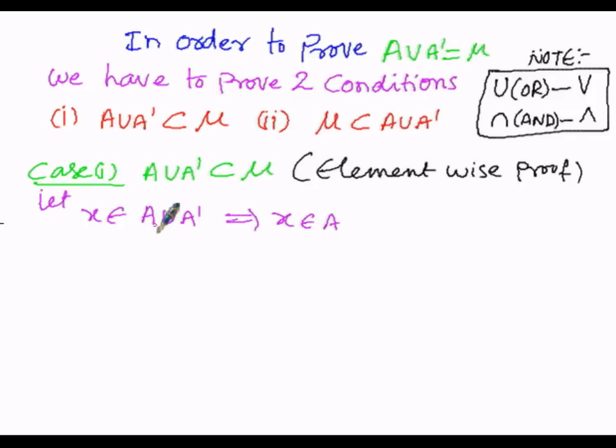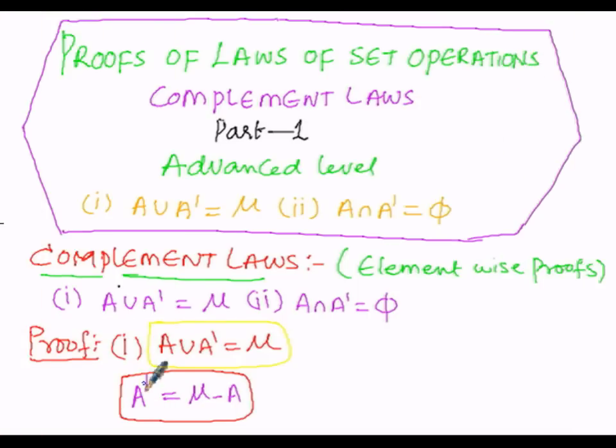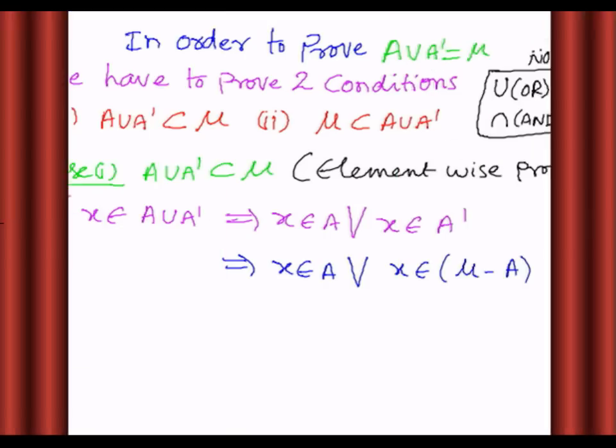Then now here x belongs to A, so here union, that is OR. So OR can be denoted by means of V, which is the symbolic notation, and x also belongs to A dash. So x belongs to A dash. Then now the next logical step will be, that implies, x belongs to A or, so here we can write it as x belongs to, instead of A dash we can write it as mu minus A. So here as per the formula which we have considered, A dash is equal to mu minus A, so I have substituted mu minus A in the place of A dash.